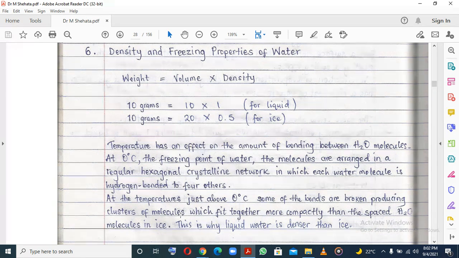Now we talk about density and freezing properties of water. I hope you've seen how the hydrogen bonds work in vaporization, and also the biological relevance of what we've discussed. Because everything that we are discussing, remember, this is biology, so we are centering everything on how it affects the life of that particular organism. So now let's talk about density and freezing properties of water.